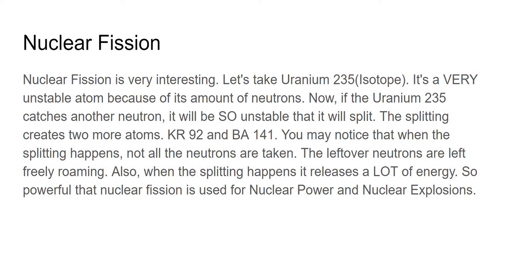Now, if the uranium-235 catches another neutron, it will be so unstable, so unhappy, that it will split. The splitting creates two more atoms called krypton-92 and barium-141. Now, if you do the math, you may notice that not all the neutrons are included. So what happens to the other neutrons that didn't get included? They're just leftover neutrons which are left freely roaming.